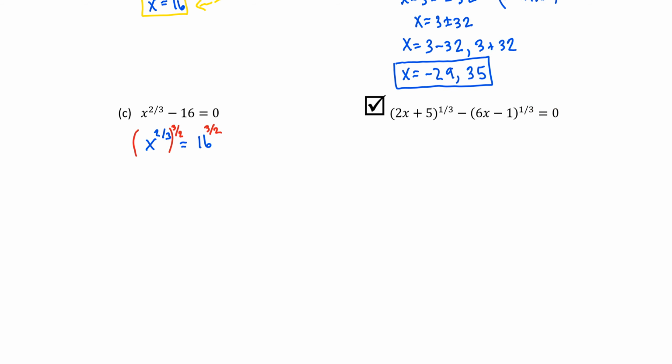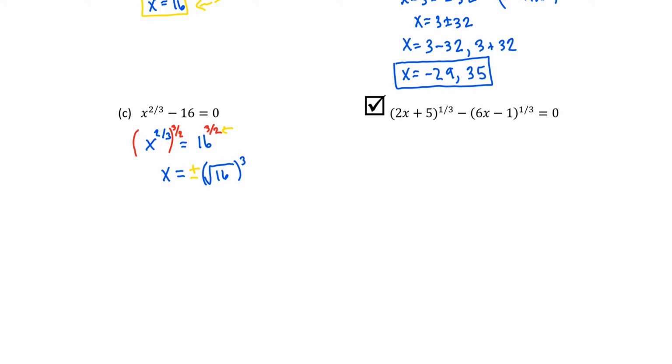On the left side, we multiply the powers to get 1. And on the right side, we need to evaluate 16 to the 3/2. For practice, by the way, do we need the plus or minus in this case? We do need the plus or minus. I almost forgot about it. Did you see that? Because the denominator is even, that means we are taking the square root of both sides. So we need to evaluate 16 to the 3/2, which means the square root of 16 cubed.